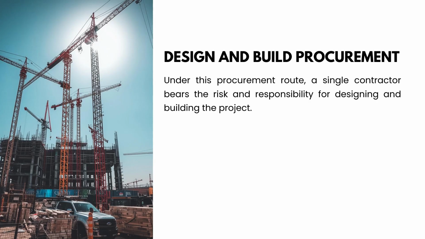Next we have the design and build procurement method. In this method, things are a little bit different. Instead of separate parties handling the design and construction, a single contractor takes the responsibility for both design and construction. It means a single point of responsibility by the contractor. It can save time and reduce coordination issues because the same team is handling everything from design to execution.